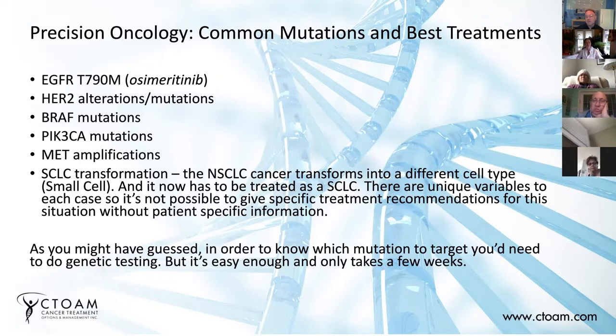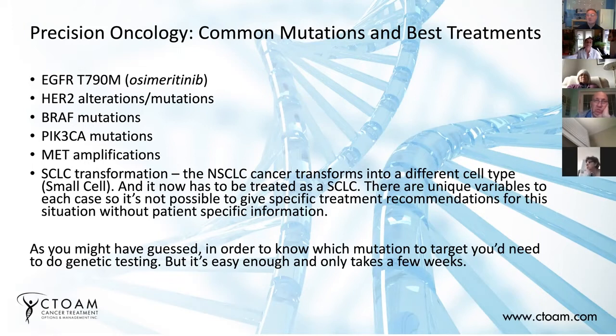So one of the common ones is EGFR T790M. And so if you've been on gefitinib or any of the first or second generation EGFR inhibitors, now you would go on to osimertinib, and that would work very well if you have a T790M mutation.